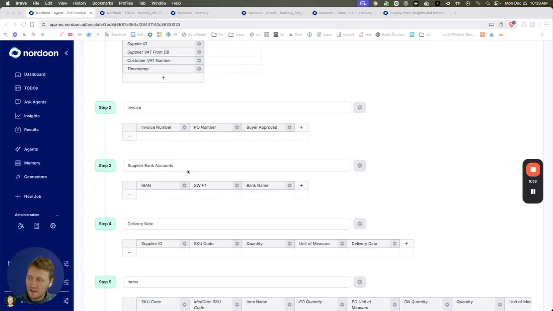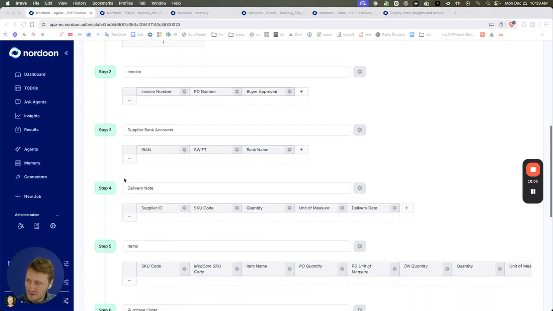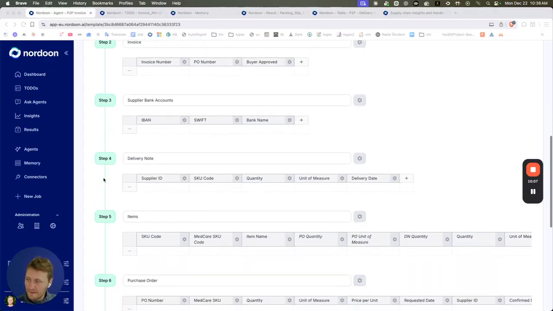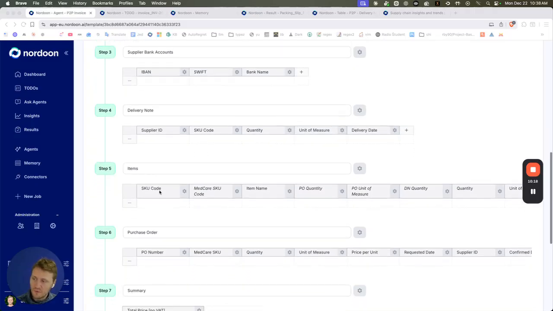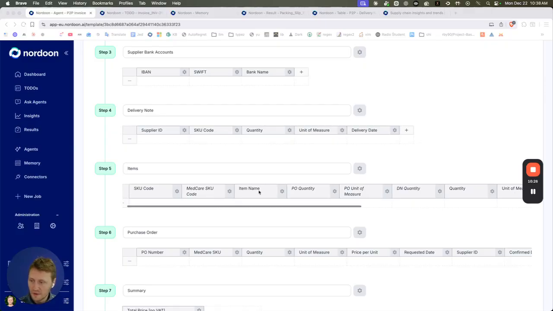Then we also bring in context the supplier bank accounts, which will be used to check against the extracted supplier bank accounts. Then we can also bring in the delivery note. This is the main ingredient for three-way matching. Then we process all the items on the invoice. Here we see that we are normalizing them to Medcare SQ code.